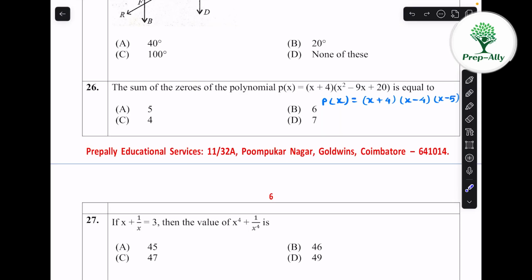See how to solve this question. The question is the sum of the zeros of the polynomial this right here. I can write like this, I'll factorize this, I'll get this right here. So zeros are minus 4, 4 and 5. If you add them, they'll get cancelled, so the sum will be 5. So 5 is the answer.